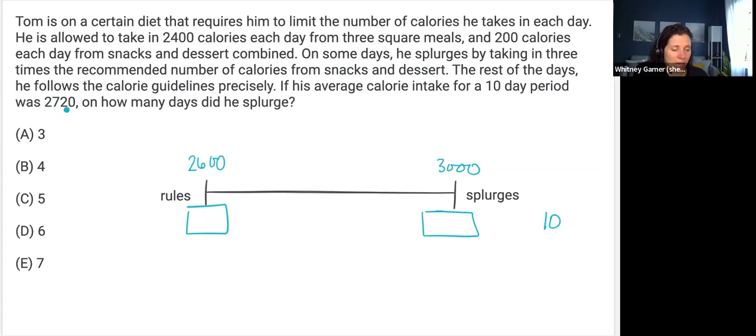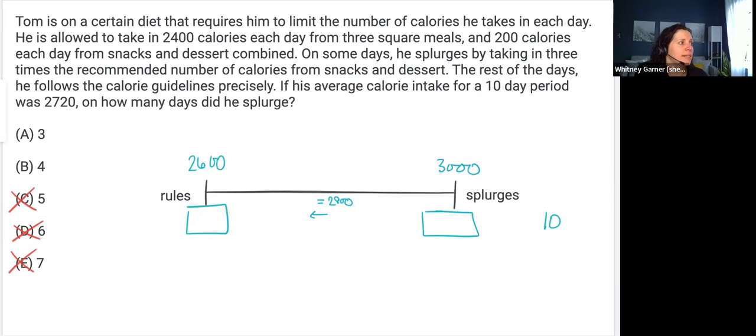So 2,600 and 3,000, if I were to look for the halfway point, we've got 400 between these two. So like 200 would be the halfway point. So they'd be equal if it were 2,800 calories. He came in under that, so it's definitely getting pulled in this direction. So the days that he splurged has to be smaller, right? It's being pulled towards the days he follows the rules. So he's going to splurge on fewer than half of the days. So at a minimum, I can guess that it's A or B and call it a day.